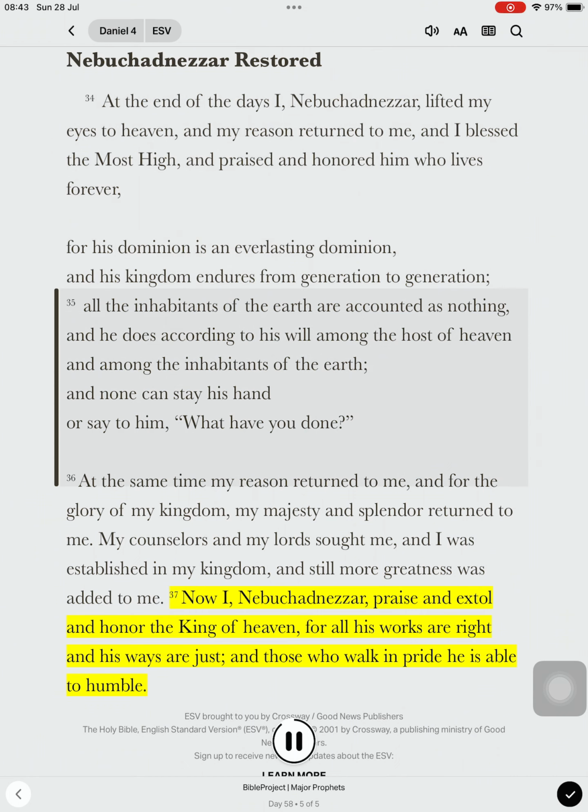All the inhabitants of the earth are accounted as nothing, and he does according to his will among the host of heaven, and among the inhabitants of the earth, and none can stay his hand or say to him, What have you done? At the same time my reason returned to me, and for the glory of my kingdom my majesty and splendor returned to me. My counselors and my lords sought me, and I was established in my kingdom, and still more greatness was added to me. Now I, Nebuchadnezzar, praise and extol and honor the King of heaven, for all his works are right and his ways are just, and those who walk in pride he is able to humble.